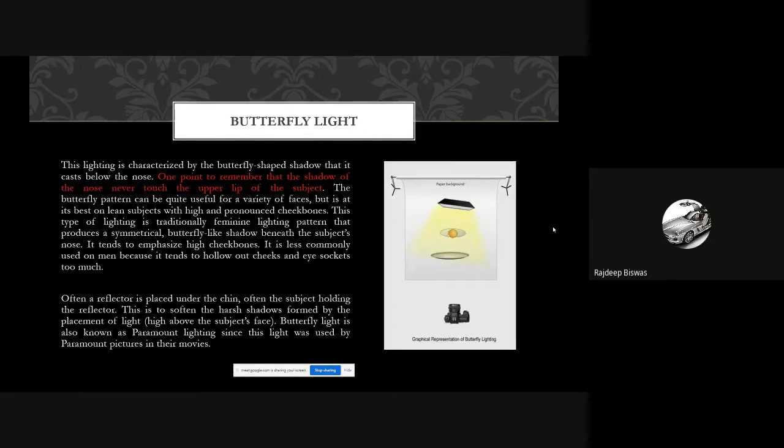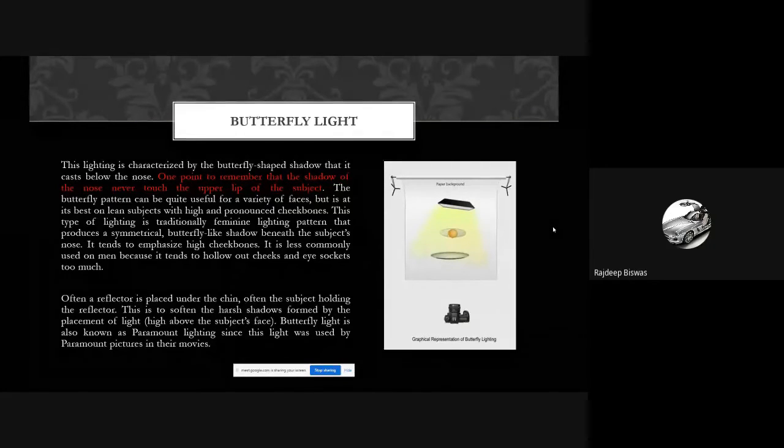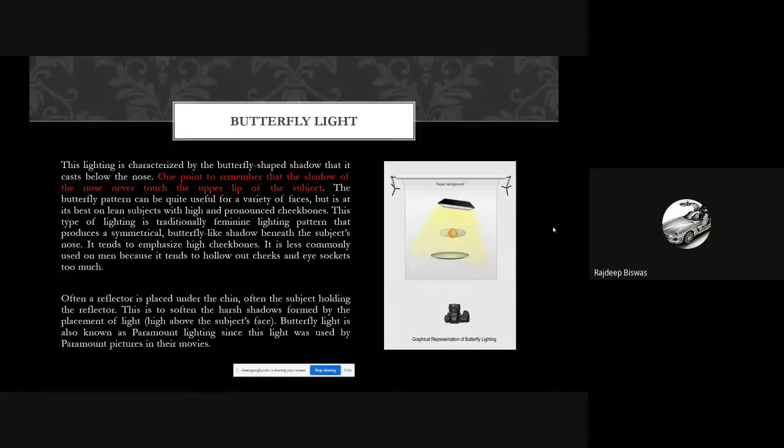Now next is butterfly or paramount light, which is a very famous, or what should I say, very popular light scheme which photographers generally use, because most of the portraits that we come across are female portraits. The name butterfly is because it's characterized by a butterfly-shaped shadow that is cast below the nose. Again, one very important point to remember is that the shadow of the nose never touches the upper lip of the subject.